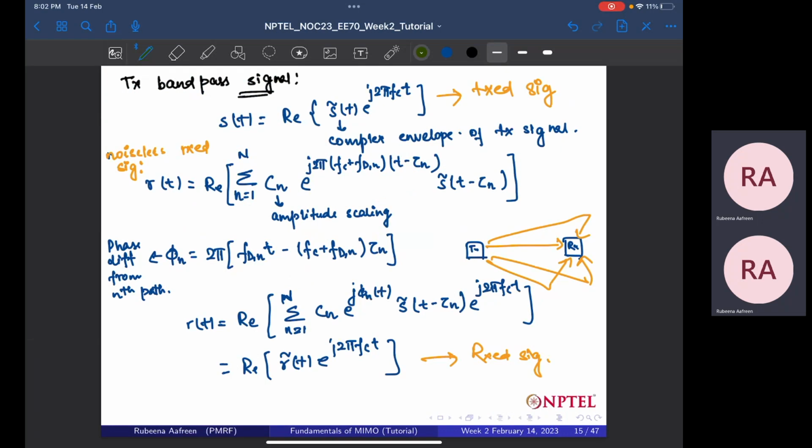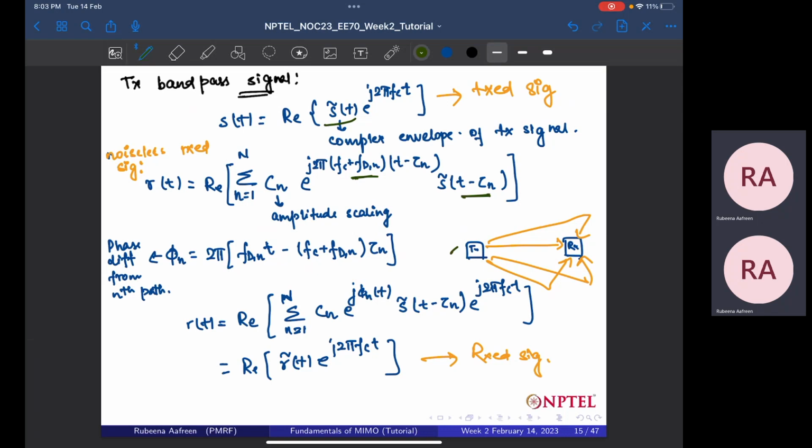Then we saw the channel modeling for the bandpass signal. We have seen the transmitted signal is given in this form: the real part of the complex envelope times e to the power j 2 pi fct. This is the baseband signal. When the signal is transmitted, it will incur some time lag, which is modeled as t minus tau n, and some Doppler, which is modeled as fc plus fd. All of this frequency change, we have modeled as phi n. So phi n is the phase difference for the nth path.